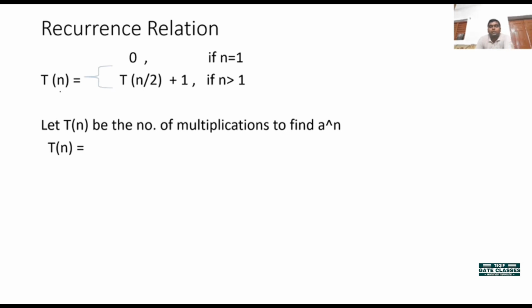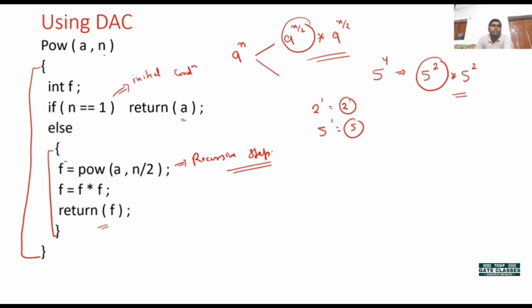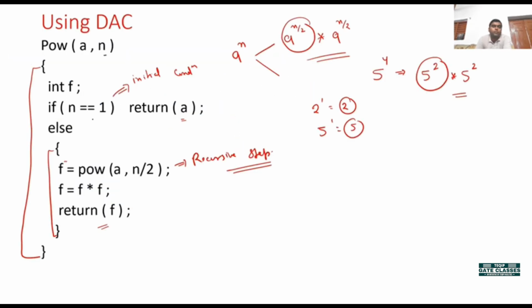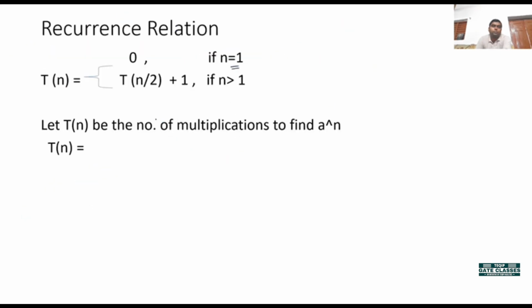Or in our case, what is n? n is the power which we are calculating, right? So highest power n. So if n equals 1, so this is the case. If n equals 1, simply return a. Return a means simply constant time. So we are writing it as 0 or either some c or some 1, whatever you wish, you can write it as. I'm just writing 0, meaning 0 time is required, nothing else.